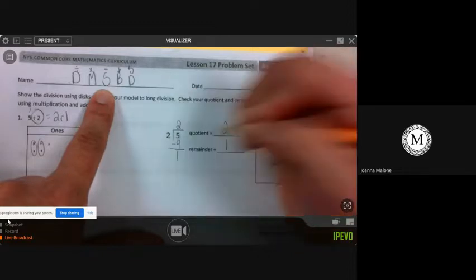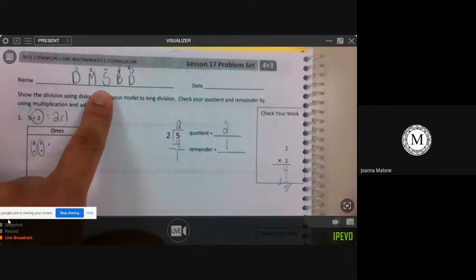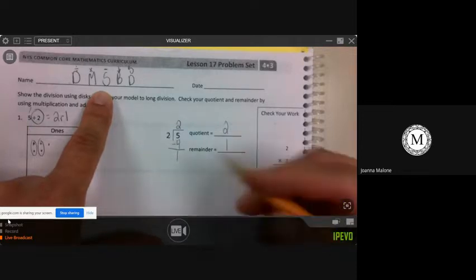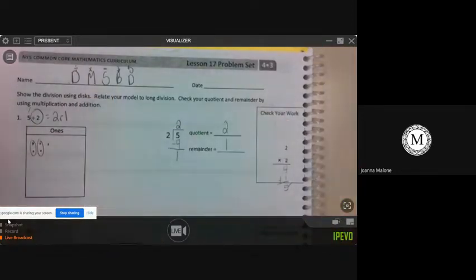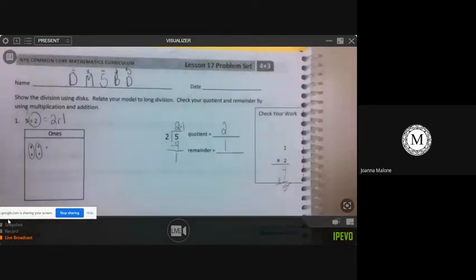And I get 1 left over. Okay, 1 is smaller than 2, so I'm done. I can't make a group of 2 if I only have 1, right? So I come up here and I write my remainder up there.